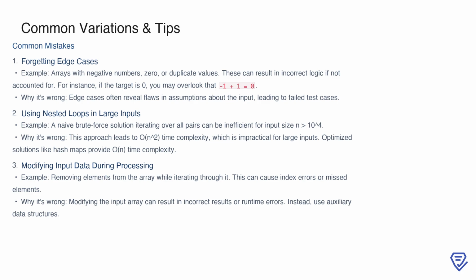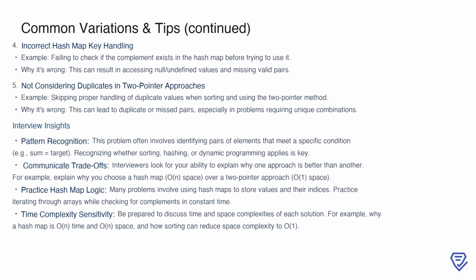Removing elements while iterating can cause index errors or result in missing values, leading to incorrect output. To handle this, use auxiliary data structures rather than altering the original input. Incorrect handling of hash map keys is another frequent source of errors. For instance, failing to check whether the complement exists in the hash map before attempting to use it can lead to accessing undefined values or missing valid pairs entirely.